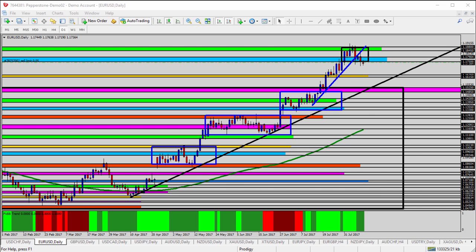Today we're going to be taking a look at the EURUSD, the euro versus the US dollar, for today's trade analysis. Now clearly, this currency pair has been in an uptrend for quite some time. We go all the way back to February and March, down at the bottom left-hand corner of the chart, and it's been moving up ever since then.